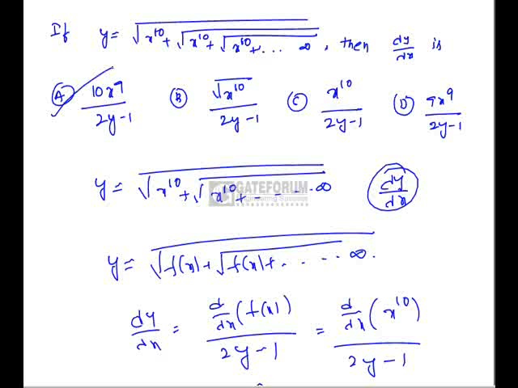And the other method is to take this y as root over x power 10 plus root over x power 10 plus so on up to infinity. Consider this entire term as y. Y is equal to root over x power 10 plus y. Now squaring on both sides. After squaring, differentiate them, you will get the answer as A.